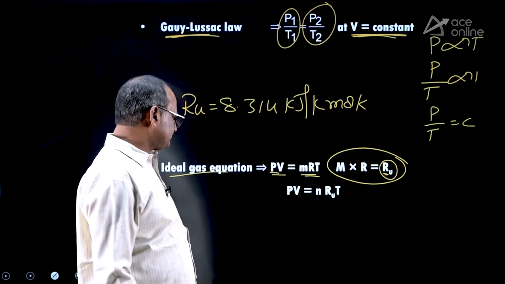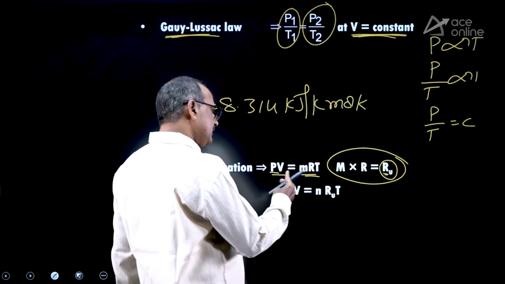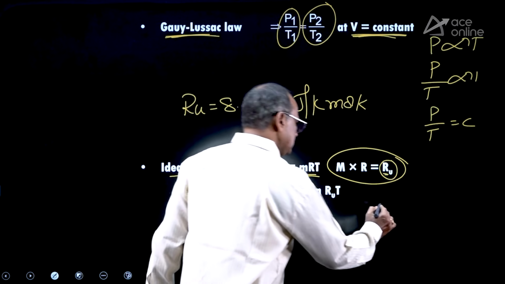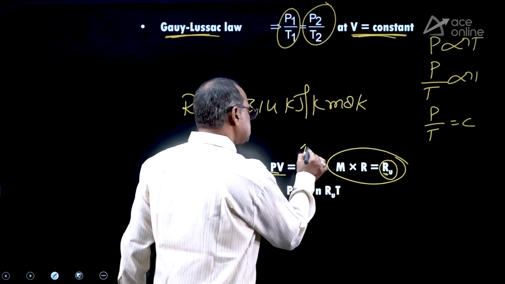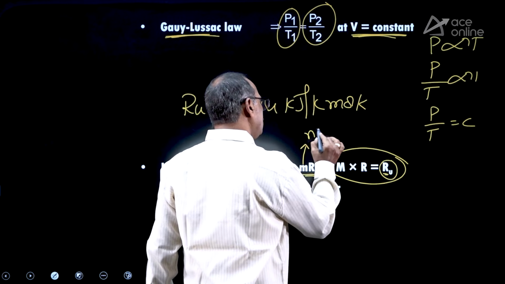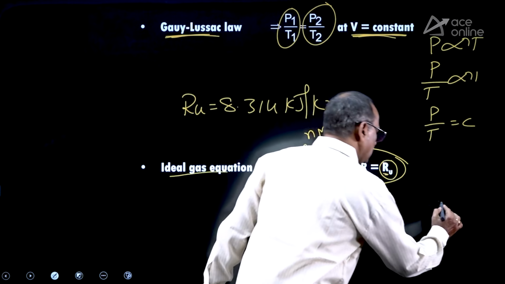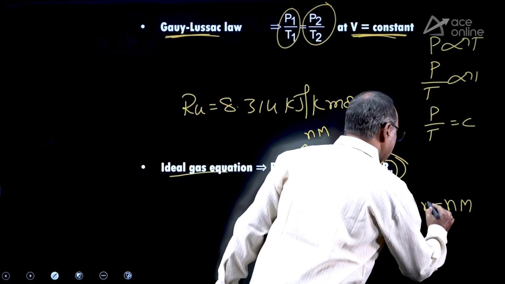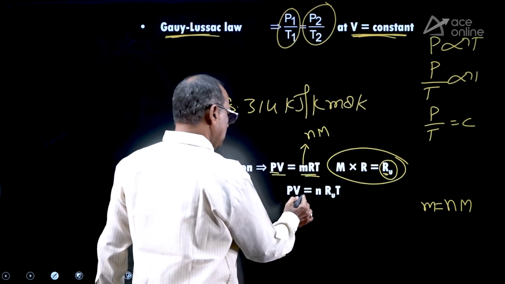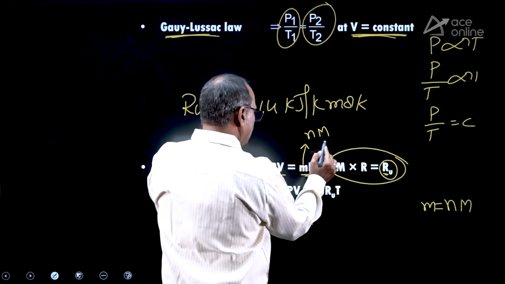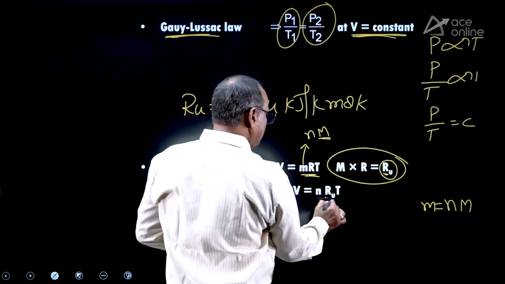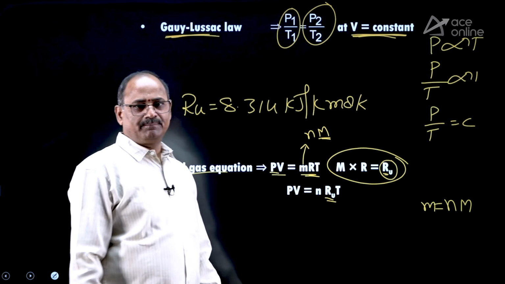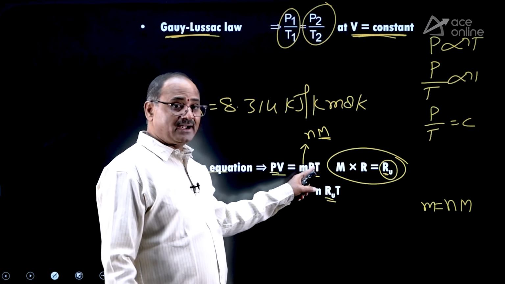But the universal gas constant remains the same for all gases. In terms of number of moles, how can you write it? In the place of m, you write n into molecular weight. The product of number of moles and molecular weight gives the mass of the gas. Now, if you write n into M, then M into capital R becomes R_U. So PV equal to nR_UT is correct, and PV equal to mRT is also correct.